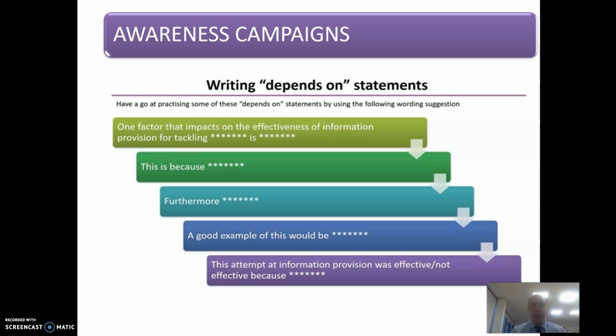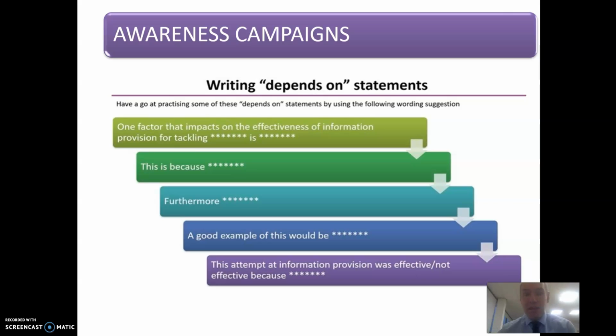Okay, just very quickly, trying to develop your writing. If you were in a situation where you had a question and you had to think about evaluative reasons and trying to come up with a chain of reasoning, these are the sorts of statements that you could use. Okay, so one factor that impacts on the effectiveness of information provision for tackling, let's say, cigarettes is, okay, and maybe a hard-hitting campaign. This is because.